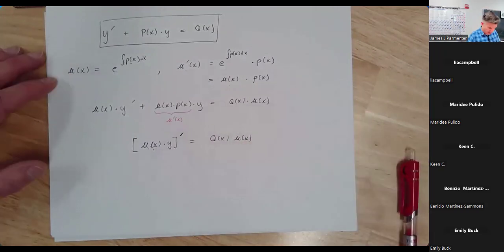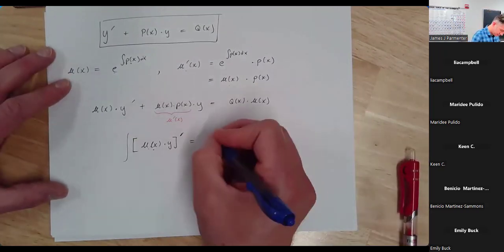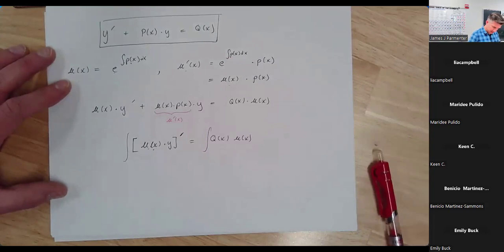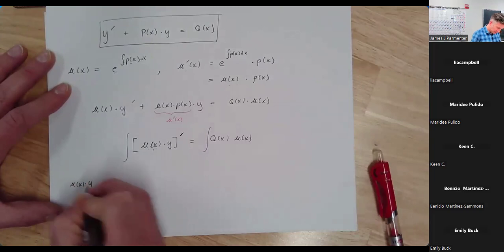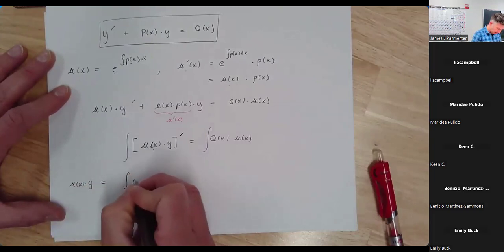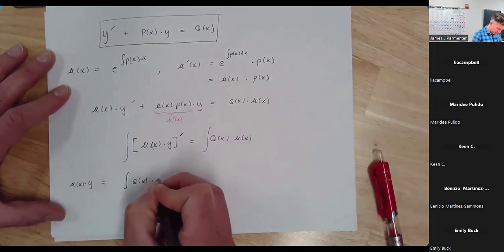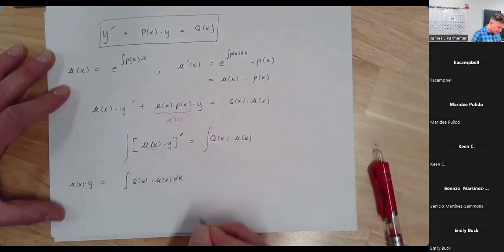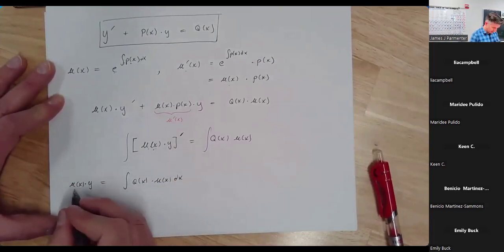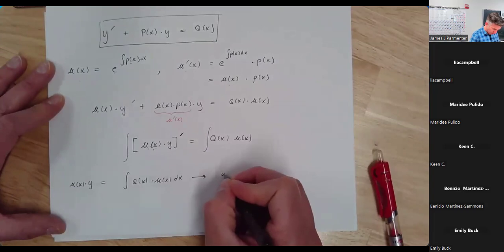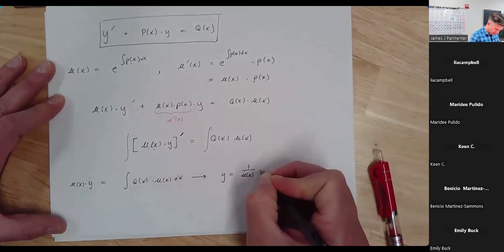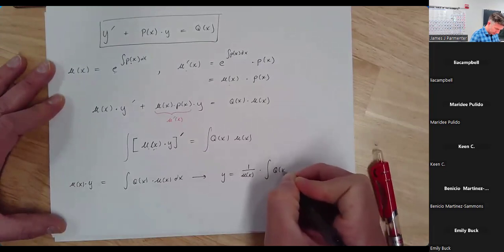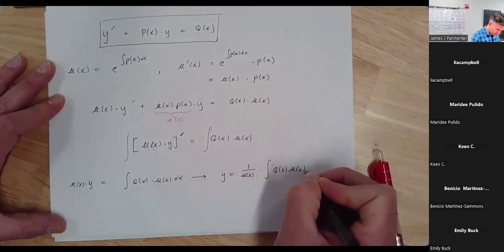We anti-differentiate both sides to get that mu of x times y is equal to the integral of q of x times mu of x dx. And then finally, dividing both sides by mu of x, we get that y is equal to 1 over mu of x times the integral of q of x times mu of x.